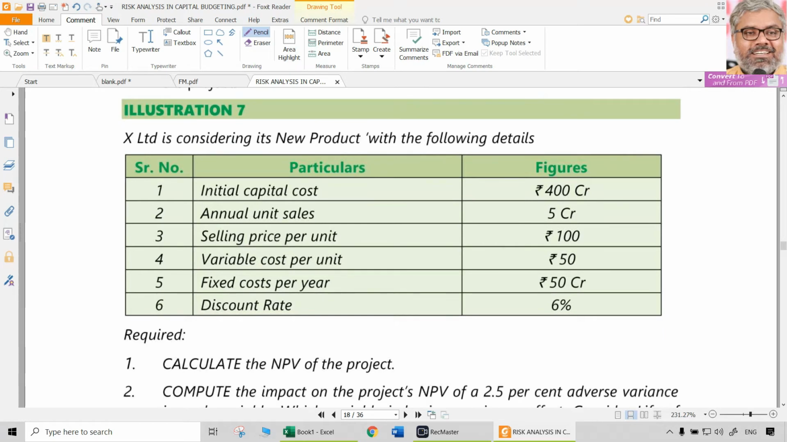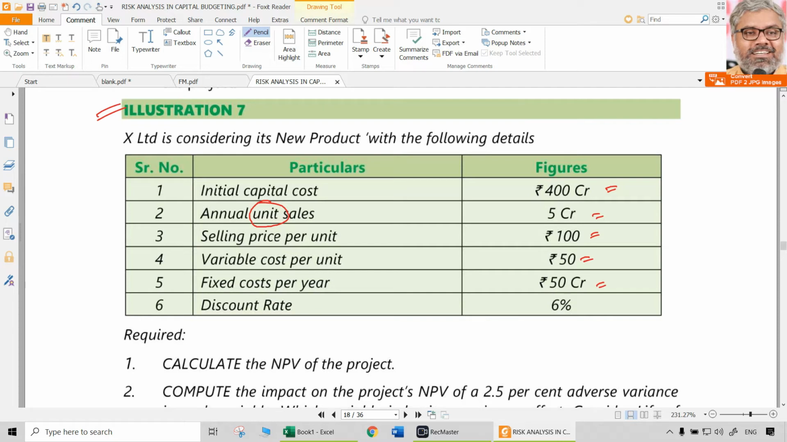Now let us take up this illustration 7 for undertaking sensitivity analysis. X Limited is considering its new product with the following details. Initial capital outlay is going to be 400 crores. Annual unit sales, not rupee sales, that means number of units, 5 crores. Selling price per unit is 100 rupees. Variable cost per unit is 50 rupees per unit. Fixed costs per year total are 50 crores.